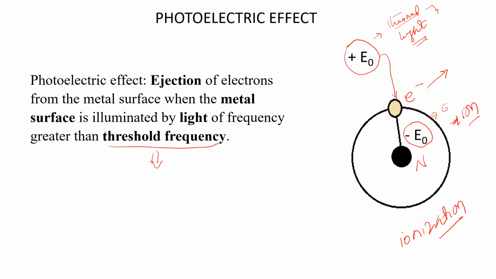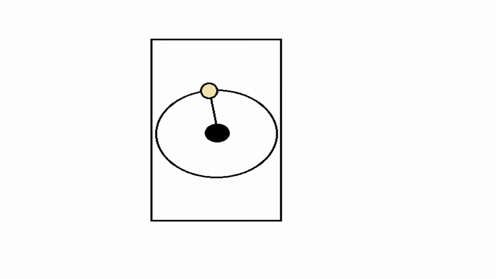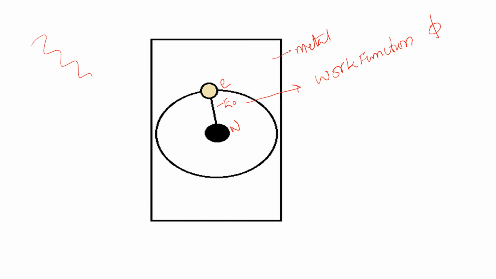Now coming to the photoelectric effect, here we have a metal surface, and on the metal surface we have an atom where this electron is bound to this nucleus. The energy by which this electron is bound to the nucleus, which we have taken as minus E naught, let me call by the name work function. Work function of the metal, let it be phi.